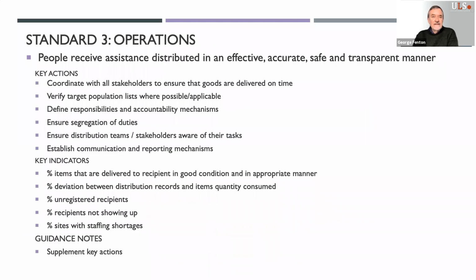Standard number 3 is around operations, and the standard states that people receive assistance distributed in an effective, accurate, and transparent manner. The key actions here are to coordinate with all stakeholders to ensure that goods are delivered on time. It's good to verify the target population list and where of course applicable, and define clear responsibilities and accountability mechanisms.